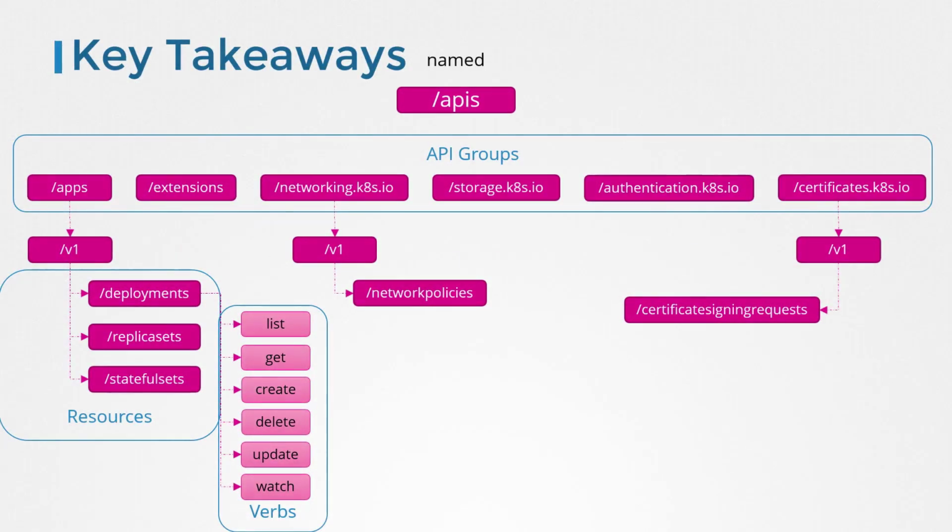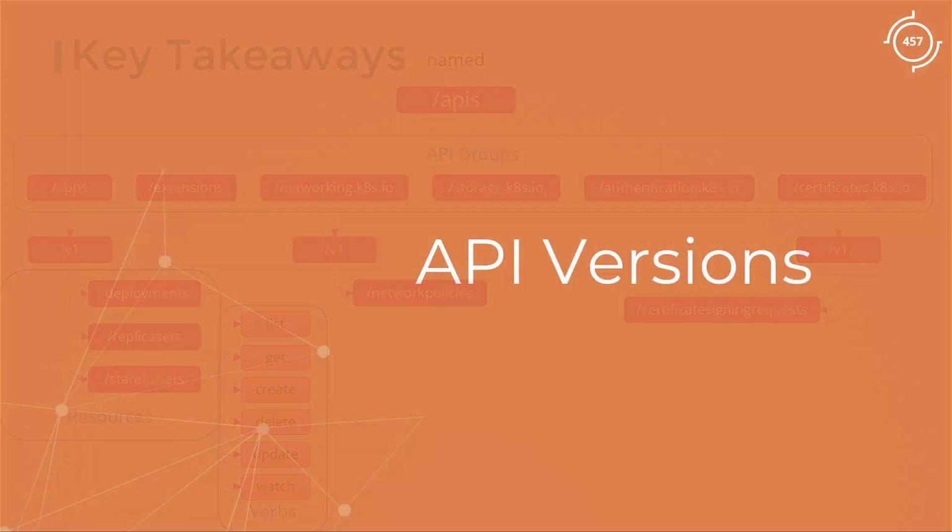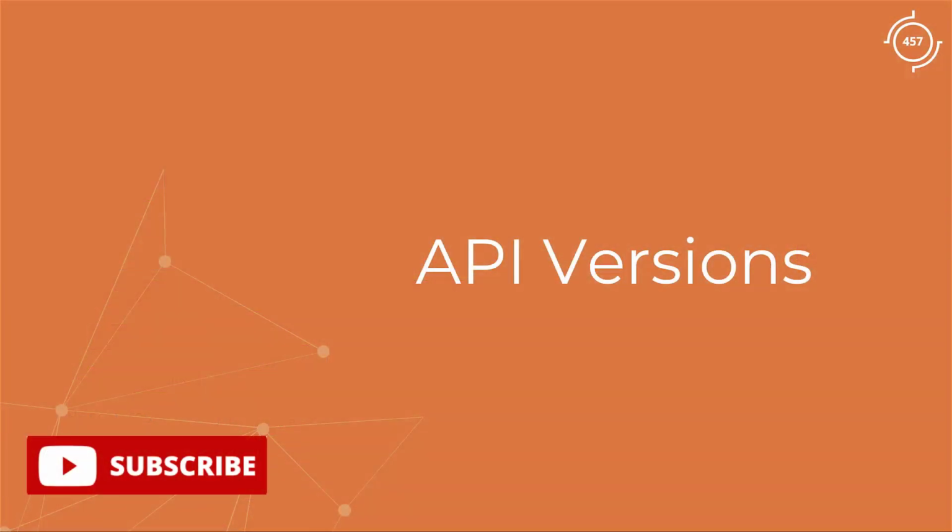So what to take away from this? All resources in Kubernetes are grouped into different API groups. At the top level, you have the Core API group and the Named API group. Under the Named API group, you have one for each section. Under these API groups, you have the different resources, and each resource has a set of associated actions known as verbs. We will now discuss API versions.